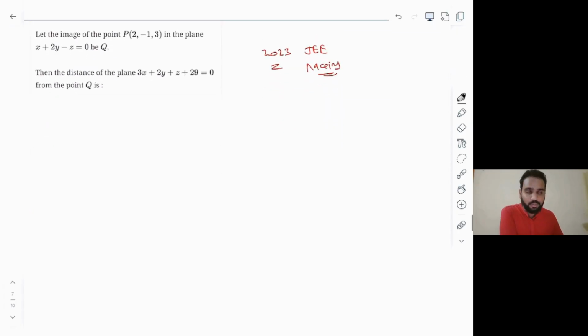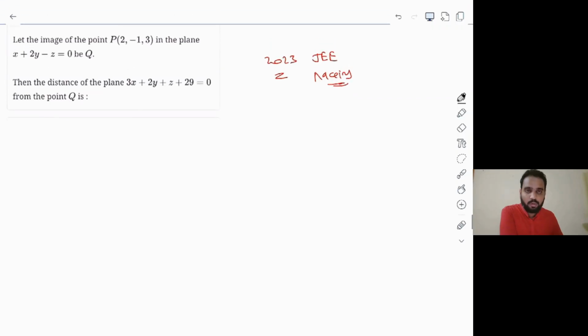This is also a question from JEE Mains 2023. Read the question. Let the image of the point P in the plane be the point Q. Then the distance of the plane 3x plus 2y plus z plus 29 is equals to 0 from the point Q. So by doing this question, we will know how to apply the image formula also. So let us try to apply the image formula here.